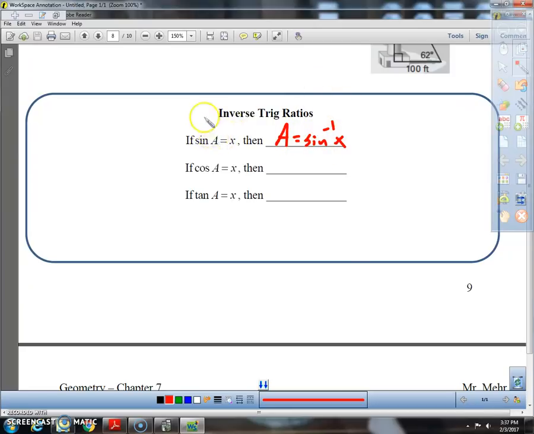Notice, with this, the angle goes in, and you get out a ratio. The inverse sine, what do you put into the inverse sine? You put in the ratio, and you get out the angle. So this allows us to put in a ratio and figure out what the angle is. If the sine of angle A equals x, then the measure of angle A is going to equal the inverse sine of x. Don't call it the sine -1 of x, call it the inverse sine, please.